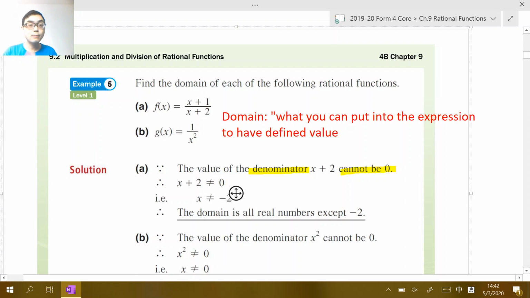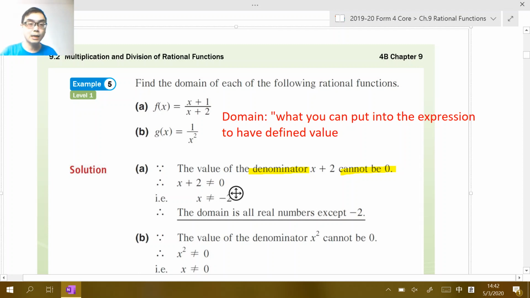If you still remember what domain means, roughly speaking, it is what you can put into the expression to have a defined value. For example, you can see example 5a, f(x) equals (x + 1)/(x + 2). So we write this fraction in function form. But no matter whether we write f or something else, it's just natural.